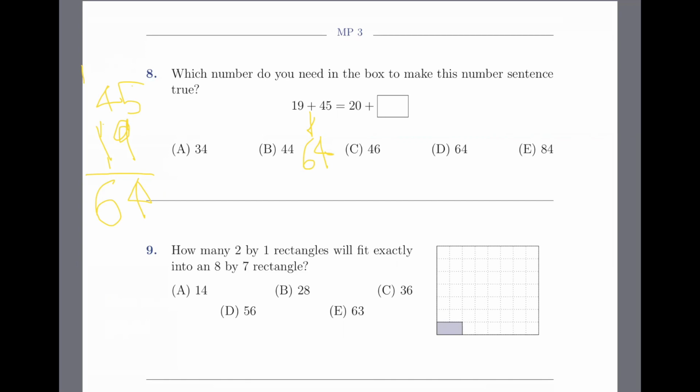Well, on the right side, we see 20 plus something. So what is this number that needs to be added to 20 to make 64? Well, this number will be 64 minus 20. And what's that? 44. 44 over here, B. So the correct answer will be B. Let me just clear.